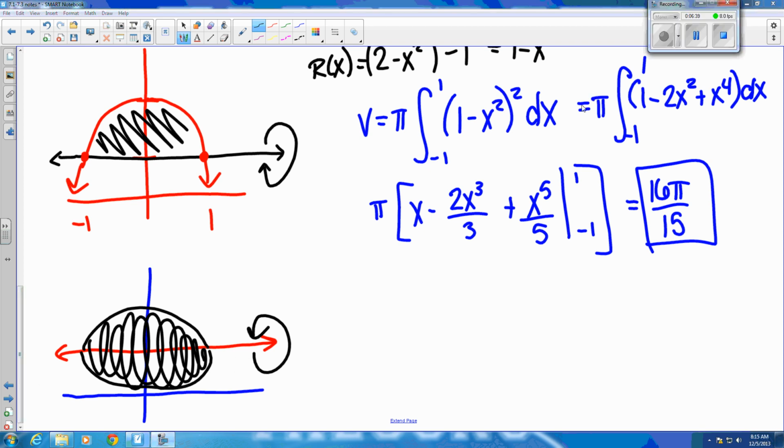What I think we're going to do is take a pause, and then I'm going to have another video because I don't think we're going to get everything in on one. So I'll have the first video be about the disk method and the second be about the washer method. So watch the second video for section 7.2 to get the washer method.